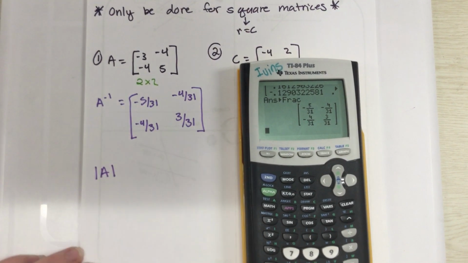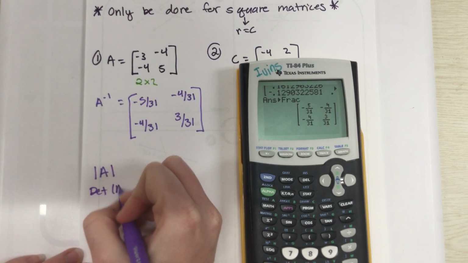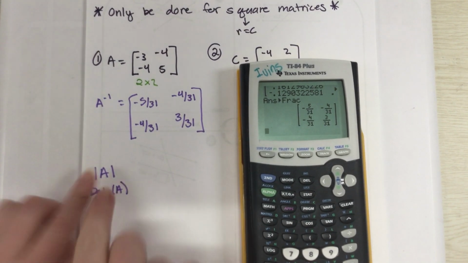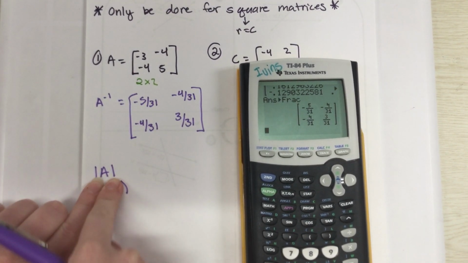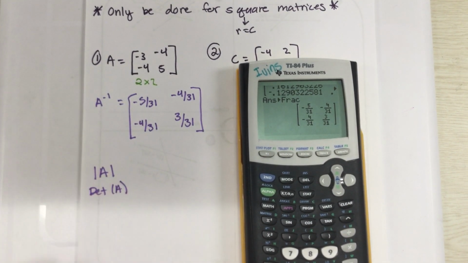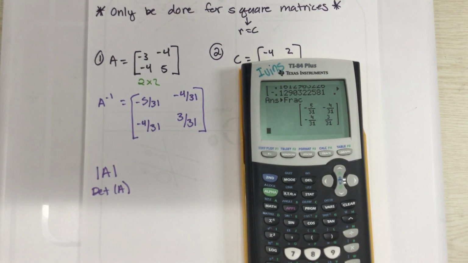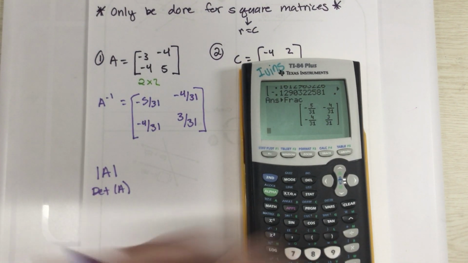Now to find the determinant of A. Notation for determinant is absolute value of A or det of A. Doesn't matter. Most people will use this. However, some people will say technically that's the absolute value of the determinant. It's weird, so I would just use absolute value essentially to say what a determinant is.